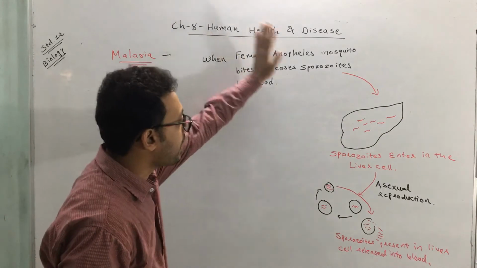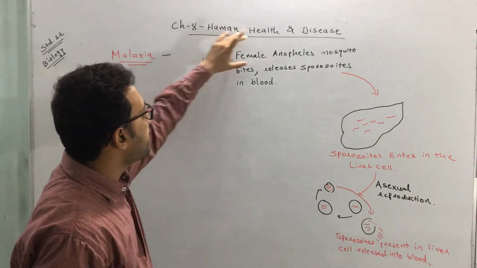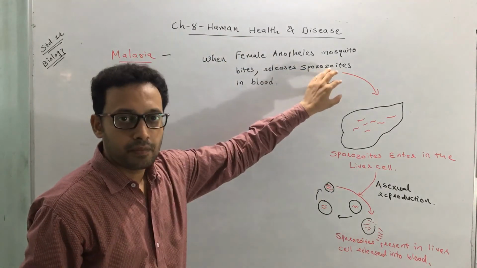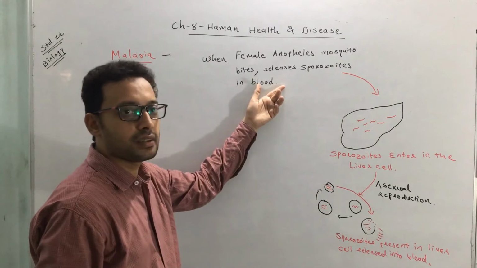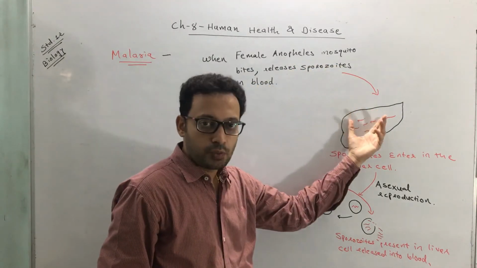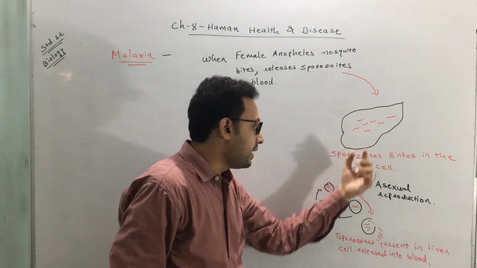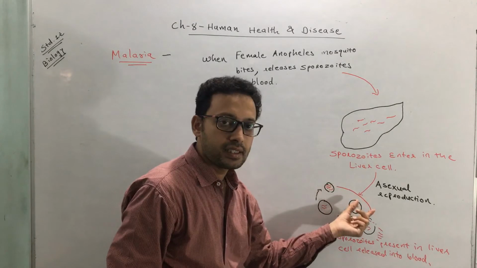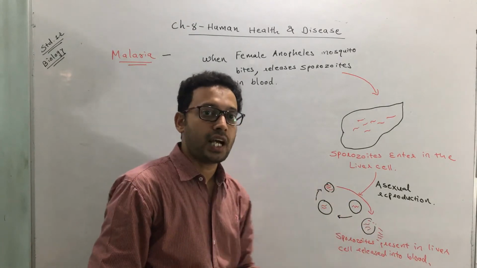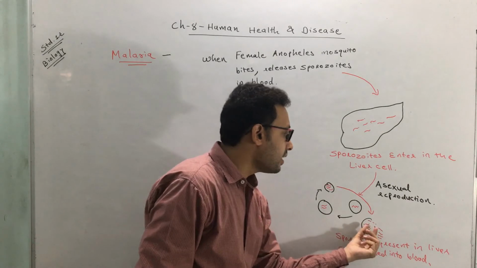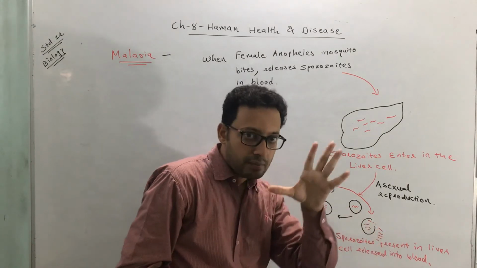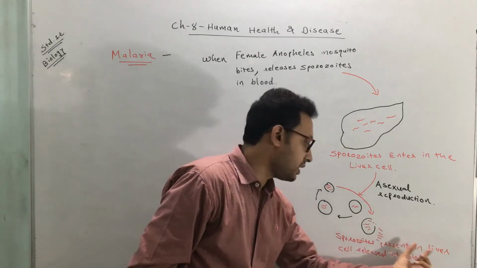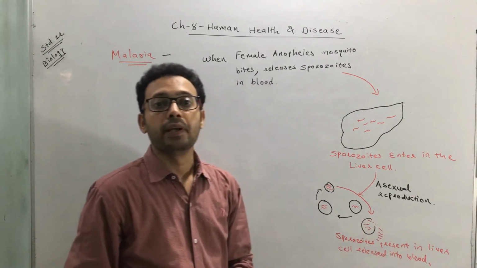Clear? So I again repeat what happens initially. When the female Anopheles mosquito bites a human being, it releases the sporozoites, a kind of parasite, into the blood. Through the blood, the sporozoites enter into a liver cell. In the liver cell, they undergo asexual reproduction, means their numbers are increasing. When the numbers increase at such a high rate, or they become very large, then the liver cell bursts, and it releases the sporozoites, which are present in the liver cell, into the blood.